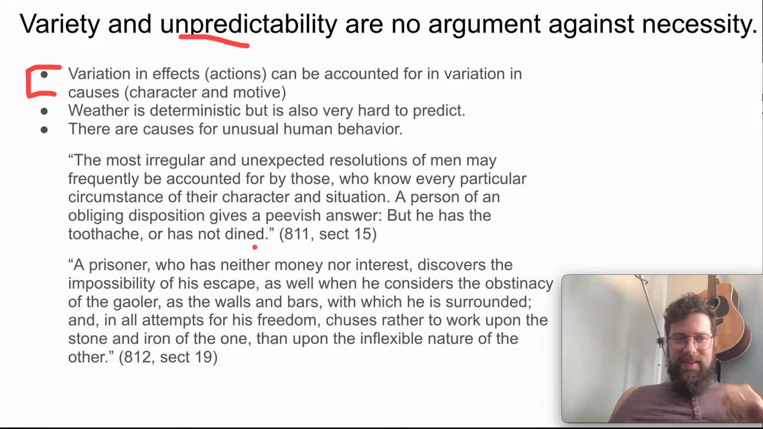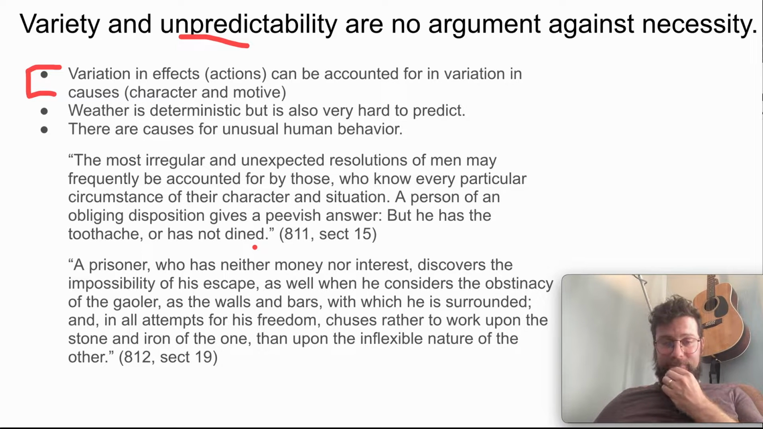Here's another example he gives. He says, "A prisoner who has neither money nor interest discovers the impossibility of his escape as well when he considers the obstinacy of the jailer as the walls and bars with which he is surrounded." So, you have a prisoner in a jail cell and realizes that just in the way that steel bars and walls are predictable and hard to get around, it's also the obstinacy, that is, the stubbornness of the person guarding the jail.